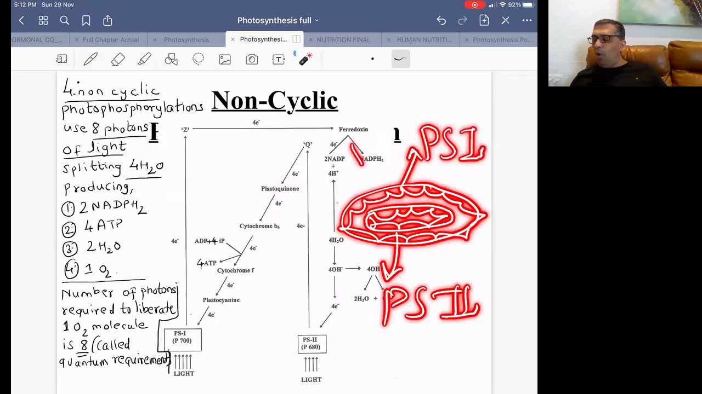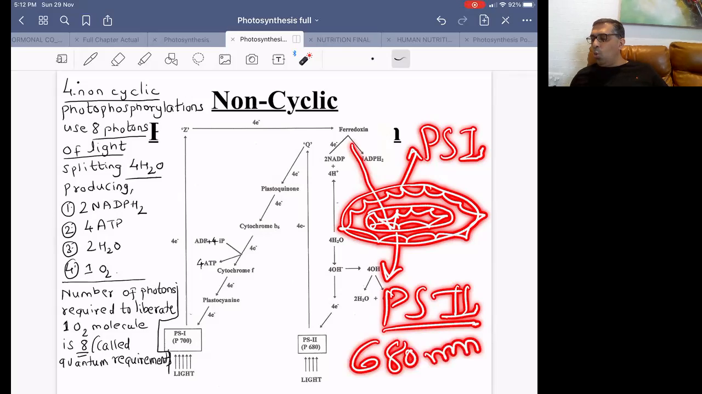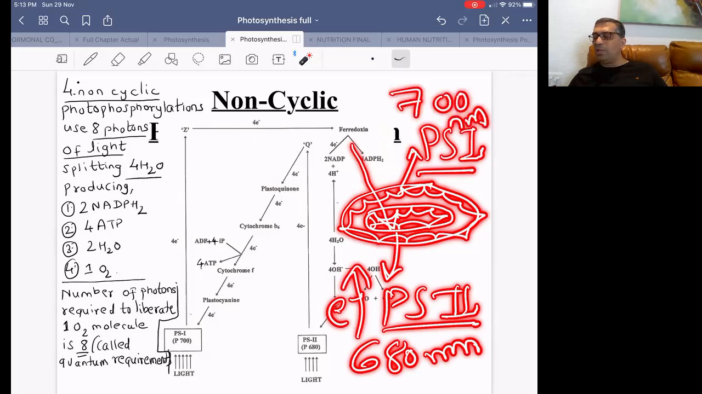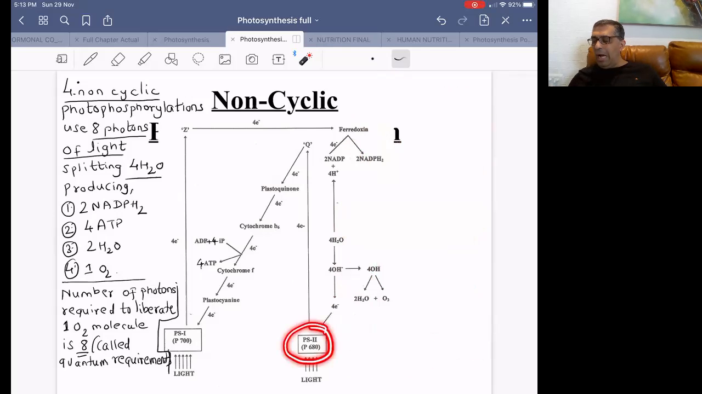And when light falls on photosystem 2 at 680 nanometer wavelength, it will shoot out its electron. And PS1 जो outer membrane पे है, we know it already, at 700 nanometer shoots out its electron. तो PS2 और PS1 दोनों में photon गिरता है and both will emit electron.